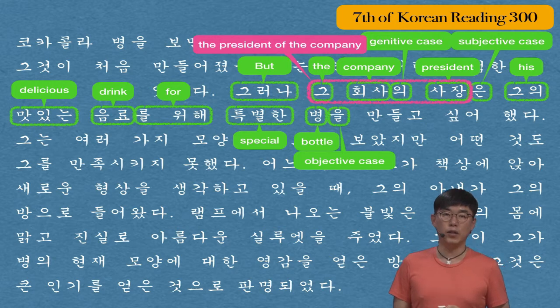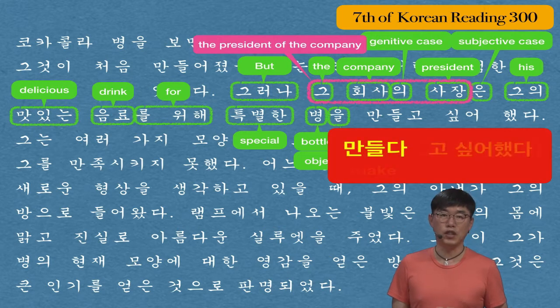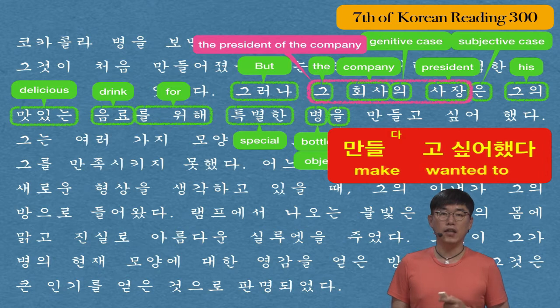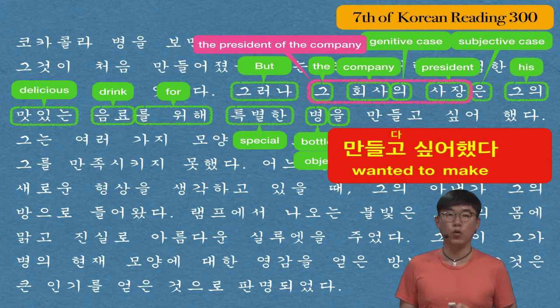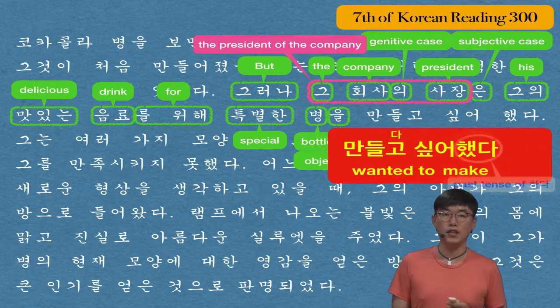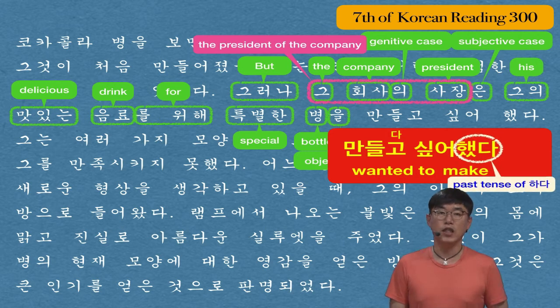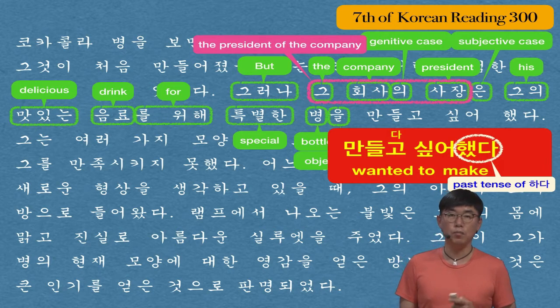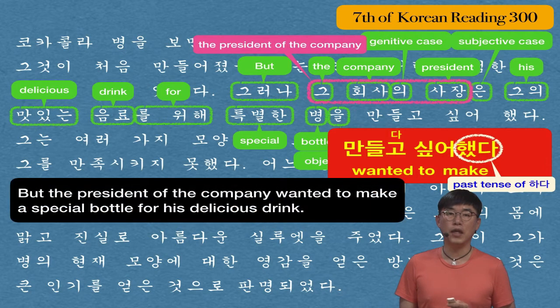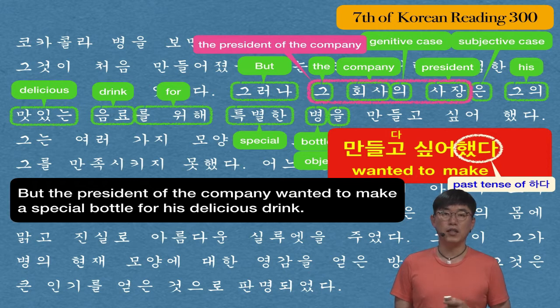And 만들고 싶어 했다 came from 만들다, which means to make. And the letter 다 is replaced with 고 싶어 했다, which is the past tense form of 싶어 하다, which means to want to do. So 만들고 싶어 했다 is the same as wanted to make. So 그러나 그 회사의 사장은 그의 맛있는 음료를 위해 특별한 병을 만들고 싶어 했다. But the president of the company wanted to make a special bottle for his delicious drink.